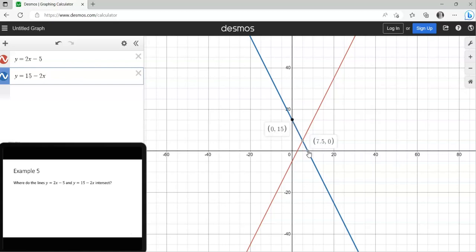at 0, 15 and 7.5. And if I click on the other line, I can get the x and y intercepts there. But it also shows the intersection, which occurs at 5, 5. So where do these lines intersect? Well, at the point 5, 5. So when x is 5, y is 5, that's the intersection. That's a point in common with both lines.